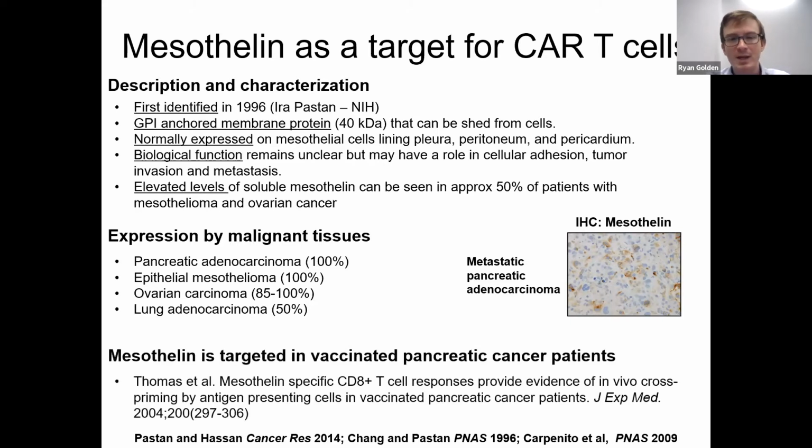And then lastly, it's been demonstrated that patients who have been vaccinated with pancreatic cancer cells produce an anti-mesothelin response with CD8 positive T cells, indicating that the body is able to mount a response against this cancer-enriched antigen with vaccination. So the next step would be to say, well, could we hotwire this and create a CAR that would bridge T cells and T cell killing directly to that recognition of mesothelin on these tumor cells?